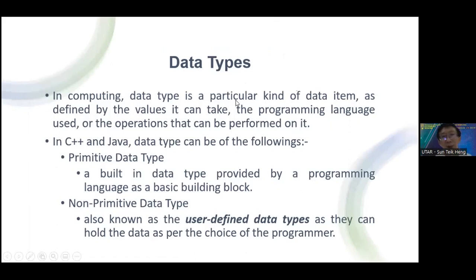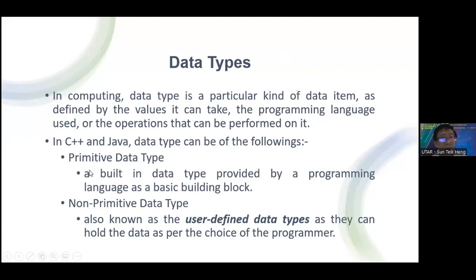So data type is actually a particular kind of data item that represents the type of values that you can assign to the variable. Like just now I said int means you can only assign integers. Integer means it can be 0, 1, 2, 3, 4, 5, the positive integer numbers, or it can be -1, -2, -3, -4. Those are negative integer numbers. Yeah, those are the integer values.